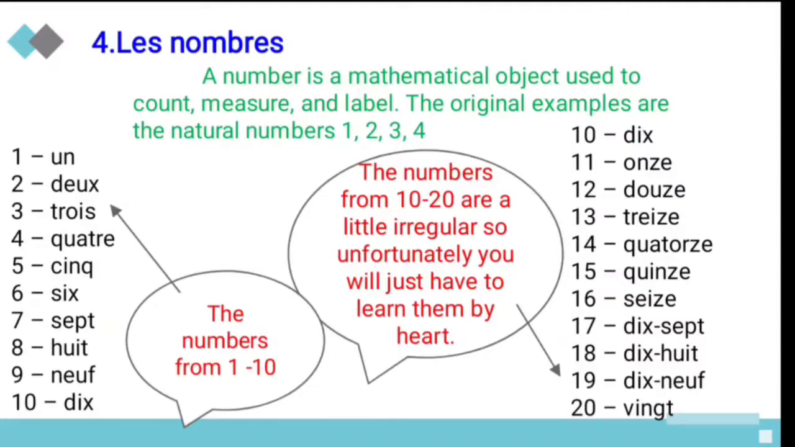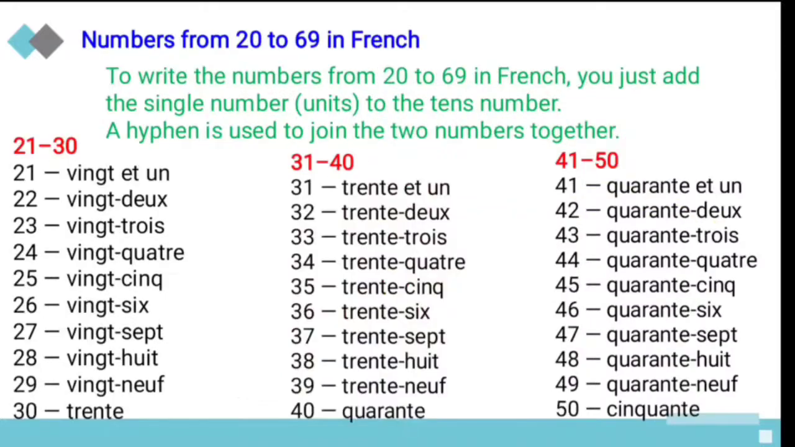So 10, 11, 12, 13, 14, 15, 16, 17, 18, 19, 20. So this is all about the numbers from 1 to 20. Let us see the numbers from 21 to 30.